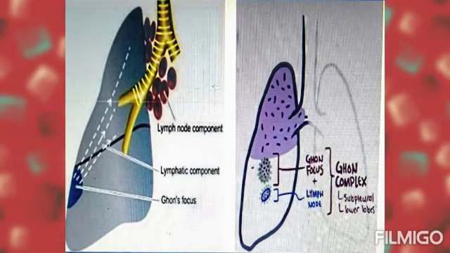In both these diagrams, there is a lymph node component below the bronchi, a lymphatic component, and the Ghon focus. In this, the Ghon focus and lymph node together are called the Ghon complex, which is subpleural and found in the lower lobes.